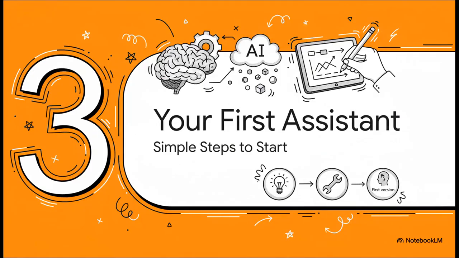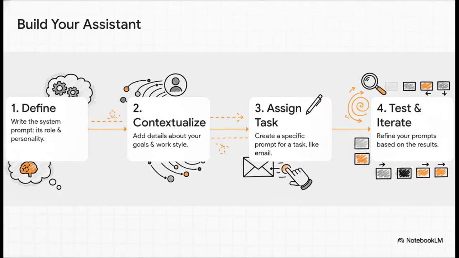Feeling inspired? Good. Because you can literally start building this right now. This isn't some huge, complicated project. We can just break it down into a few super simple, actionable steps to get your first assistant up and running today. So first, you just define your assistant. Write a couple of lines about its role. Is it a formal executive assistant, a creative brainstorming partner? Second, give it your context, your job, your goals for the week. Third, give it a task to do. And fourth, and this is maybe the most important step, test and iterate. See what it gives you, and then tweak the prompts to make it even smarter next time.